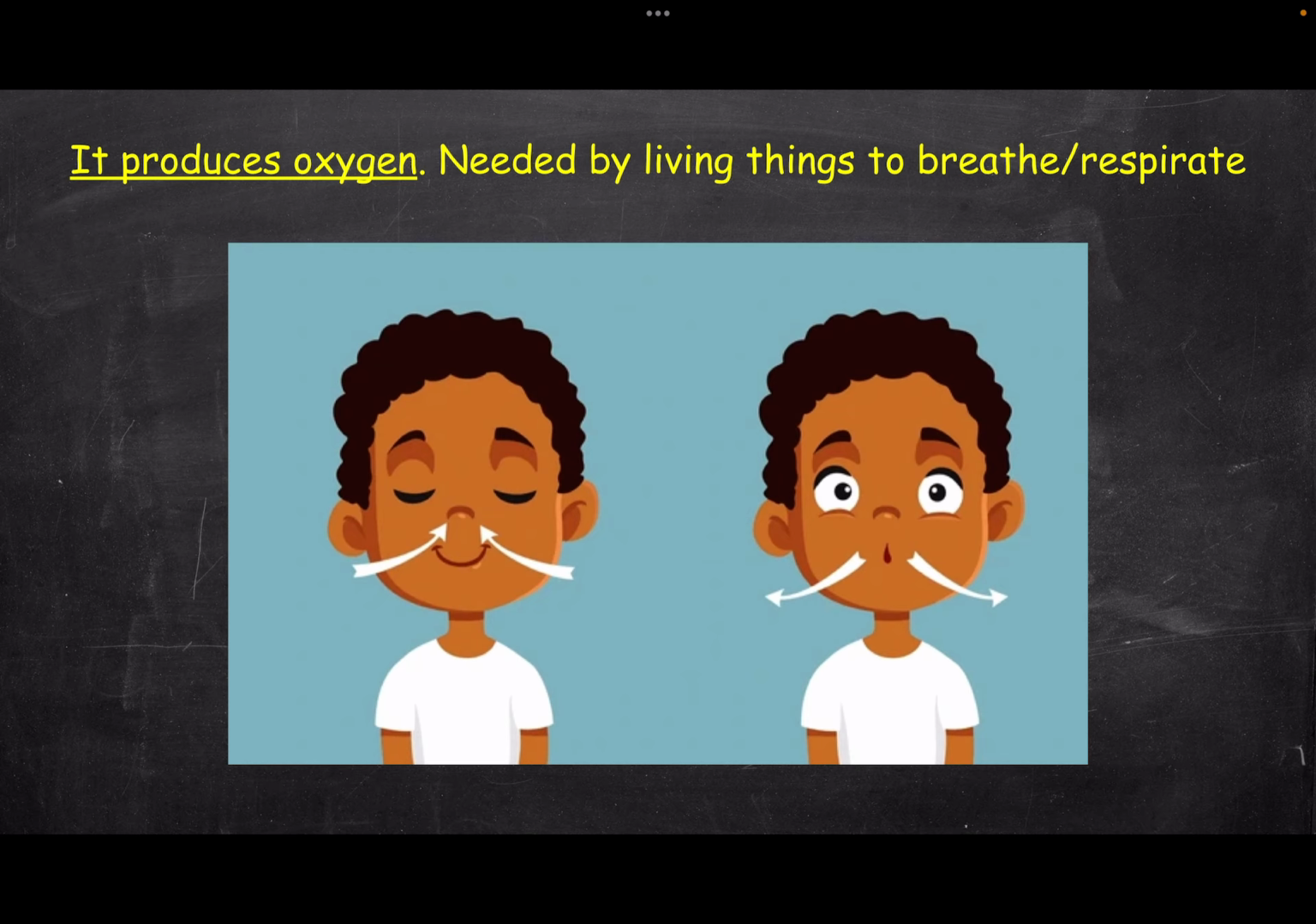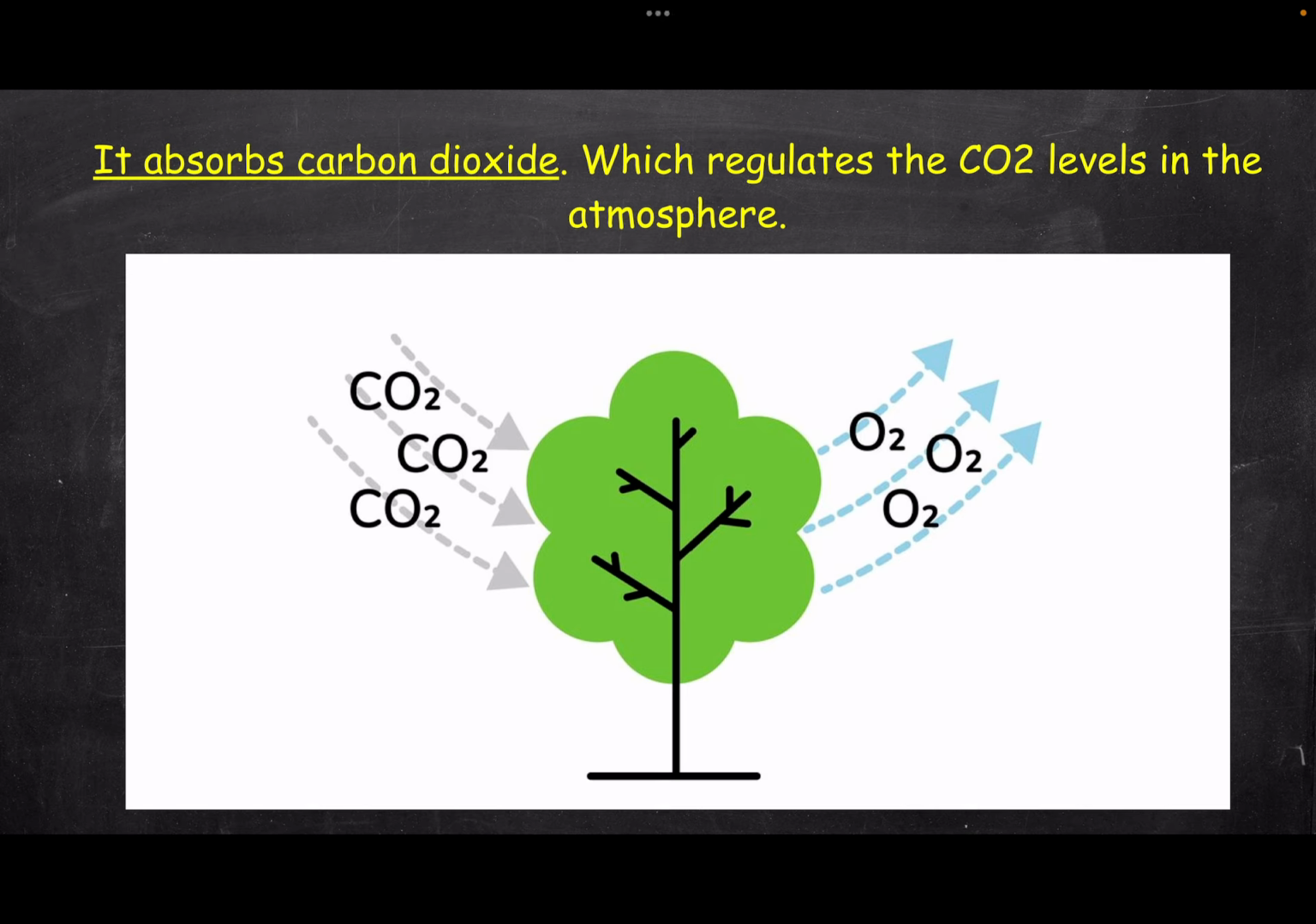The second reason why photosynthesis is important for all life is it produces oxygen, which all living things need to breathe or respirate. And the third reason why photosynthesis is important for all life is that it regulates the amount of carbon dioxide in the atmosphere by absorbing carbon dioxide. Too much carbon dioxide in the atmosphere can speed up the process of global warming, warming Earth too rapidly, which can cause extinction for many living things. But the plants absorbing the carbon dioxide really slows down the global warming process, and so prevents major extinction events.